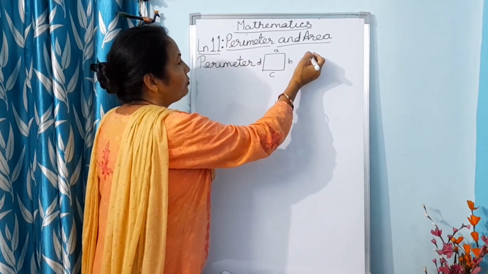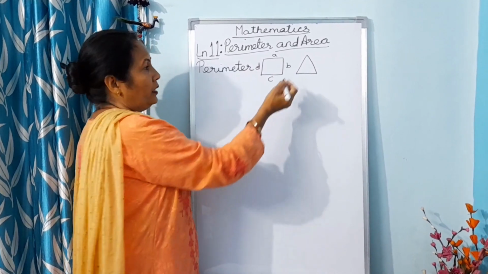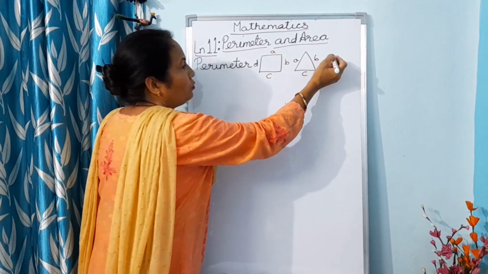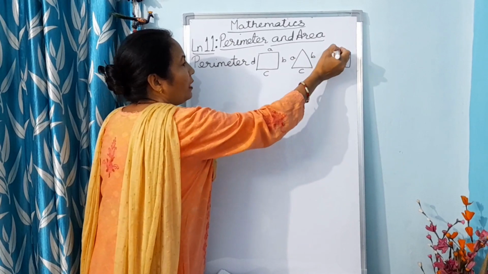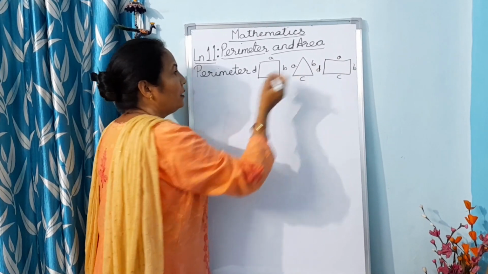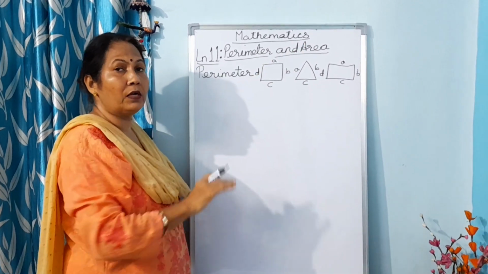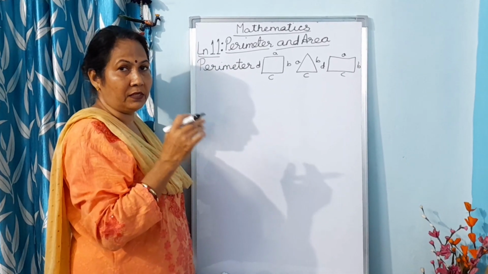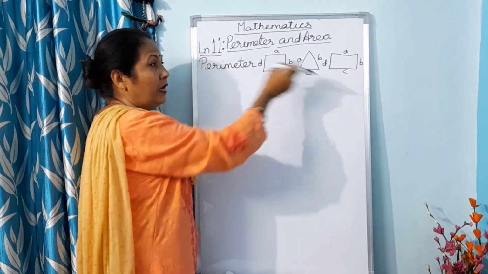Then you have one more figure, that is triangle. This is also a closed figure. In this you have A, B and C. Then you have a rectangle. Now children, in this you have A, B, C and D. Now perimeter means the outer boundary of a figure. When you measure that, that is called perimeter. And perimeter has a formula for square, triangle and rectangle.